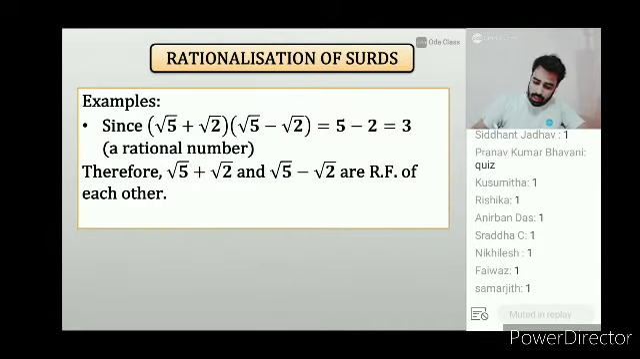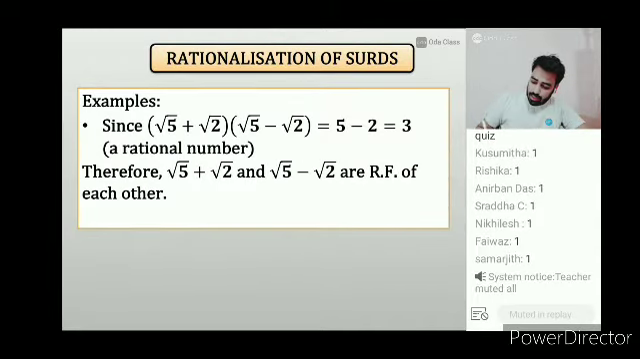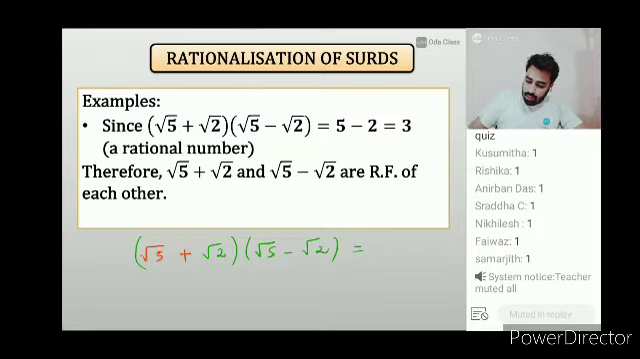Suppose I have a question here. If I have numbers like root of 5 plus root of 2, this is an irrational number. Now, if I multiply with root 5 minus root 2, what will I get? This is x plus y, x minus y. That is root of 5 square minus root of 2 square, that is 5 minus 2, that is 3.